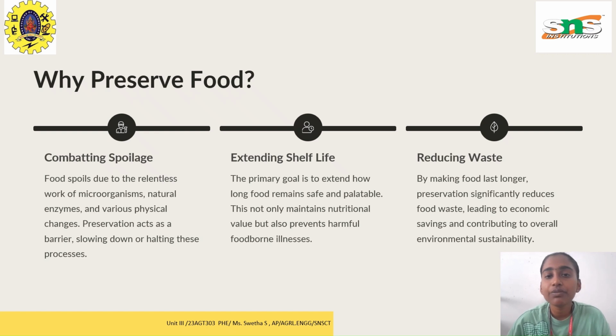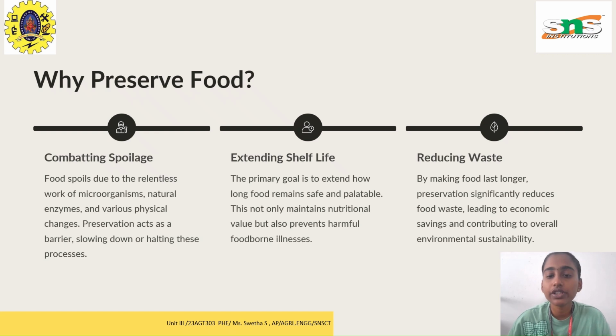It implies three important characteristics: it prevents spoilage, it helps to extend the shelf life, and it helps to reduce waste. In preventing spoilage, as we all know, preservation reduces the number of microorganisms in the food and various physical changes. Preservation acts as a barrier. It slows down the enzymatic activity or microbial growth in our food, and also helps to increase the shelf life of foods, and the food remains safe and palatable. This not only maintains nutritional values but also prevents harmful foodborne illness.